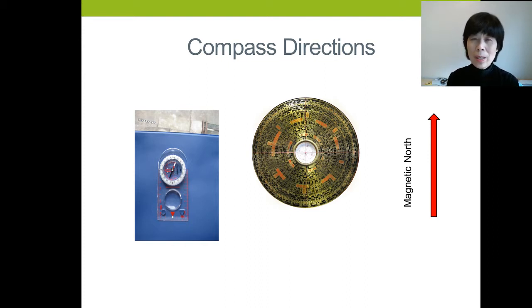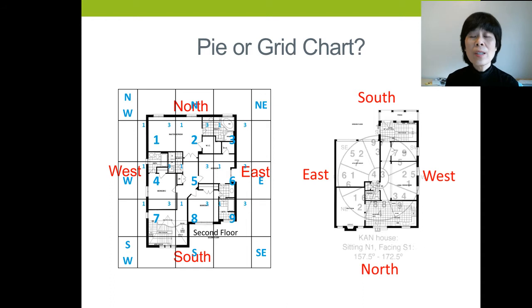So what happens when they get all the directions and come up with a chart of a house? What happens then is you can actually use this chart. Whether you're using a pie grid chart, which is a pie chart as you can see here, or a grid chart here, you superimpose this on the floor plan to get the different sectors and the different energies in that particular area. So as shown in our slide here.